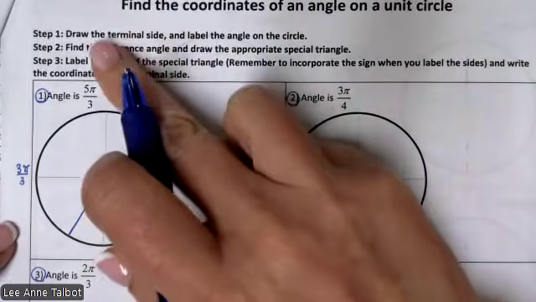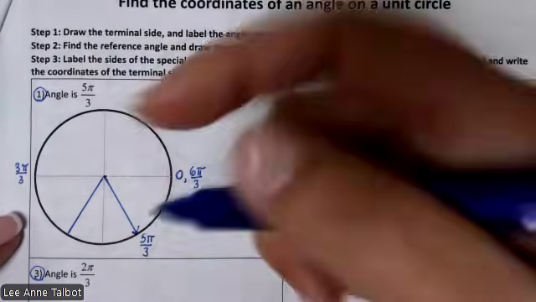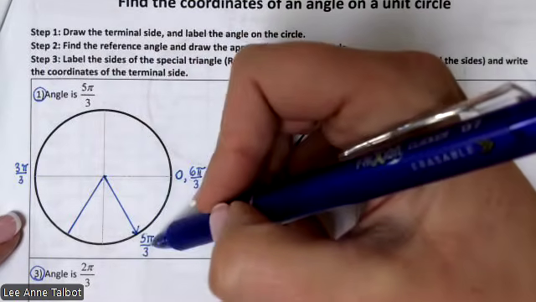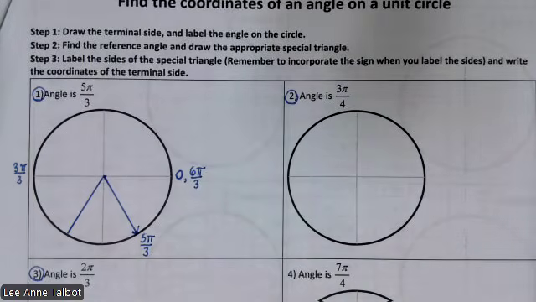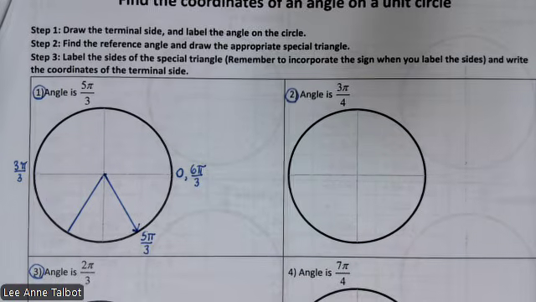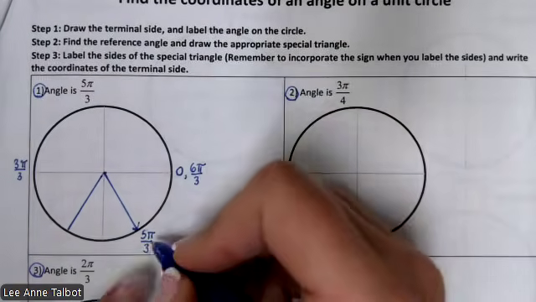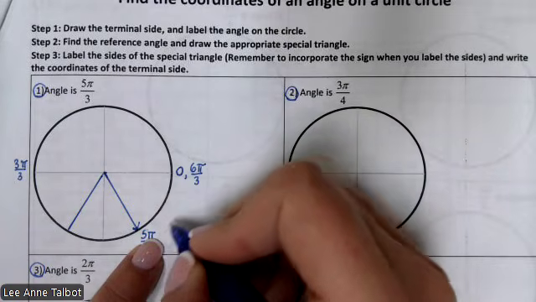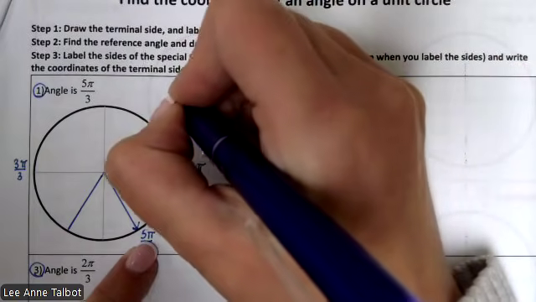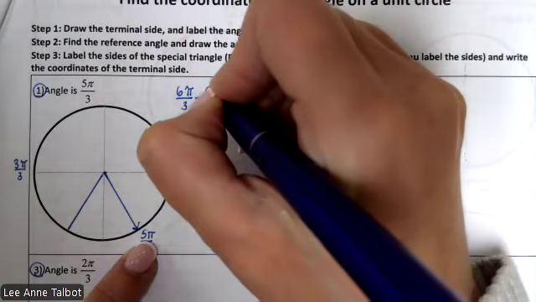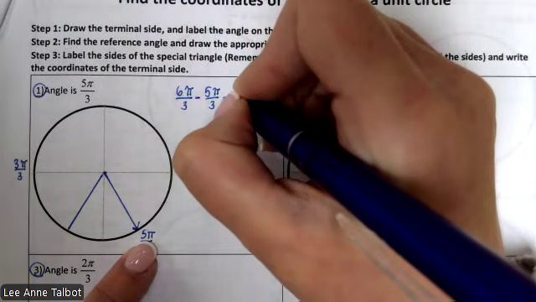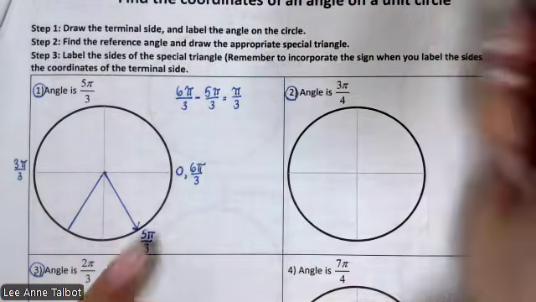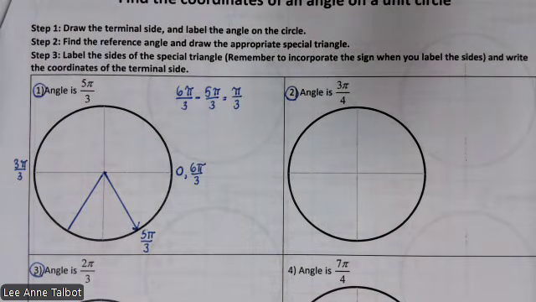The directions on these warm-ups say draw the terminal side and label the angle on the circle. That's what I just did. Drawing the terminal side is the arrow, and then labeling the angle on the circle is putting the 5 pi over 3 right there. So I'm done with step 1. Step 2, find the reference angle and draw the appropriate special triangle. Okay, so I'm in quadrant 4. The reference angle is going to be the difference between these two. So up here, I'm going to say 6 pi over 3 minus 5 pi over 3 equals 1 pi over 3. But I need to figure out which special right triangle that is.